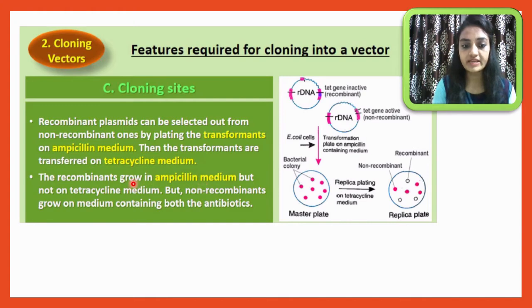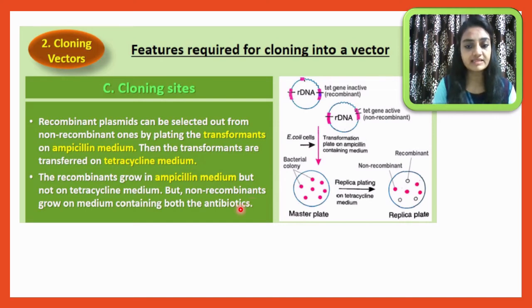So whatever transformant grows on the ampicillin medium, we can be sure that they are recombinant, because tetracycline resistance is inactivated. That's why they will die on the tetracycline medium. And whatever are the non-recombinant, they do not have any cutting in the tetracycline resistance or ampicillin resistance.